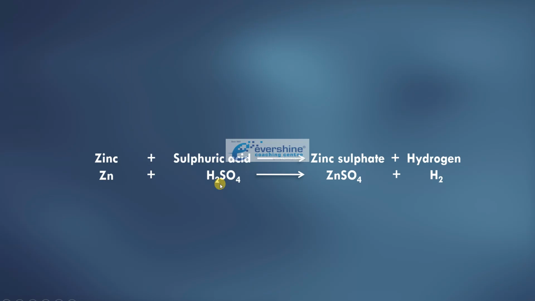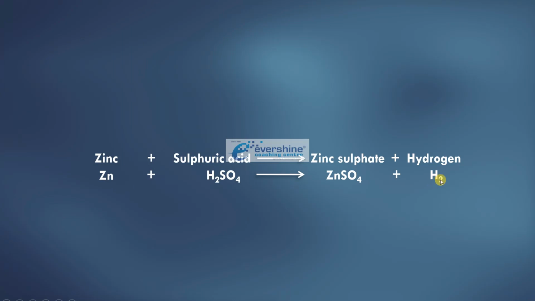When zinc reacts with sulfuric acid, Zn reacts with SO4 because Zn is plus, SO4 is minus. Now Zn, that is zinc, reacts with sulfate, so it gives zinc sulfate. Now hydrogen is positive. Is any negative there? No. Here there is no negative present.